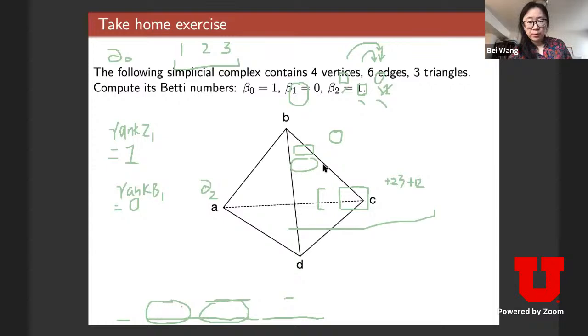So, it should have four triangles. Never mind, this is a typo here. It should have four triangles because if it only had three triangles, I wouldn't have a void. So this is a typo. It has four triangles, okay? So I would like you to do the same process as we did. In this case, you need to do row and column reduction to reduce each of those boundary matrices to a Smith normal form. And then you can read from the reduced matrices the rank of the homology groups, okay? Any questions?